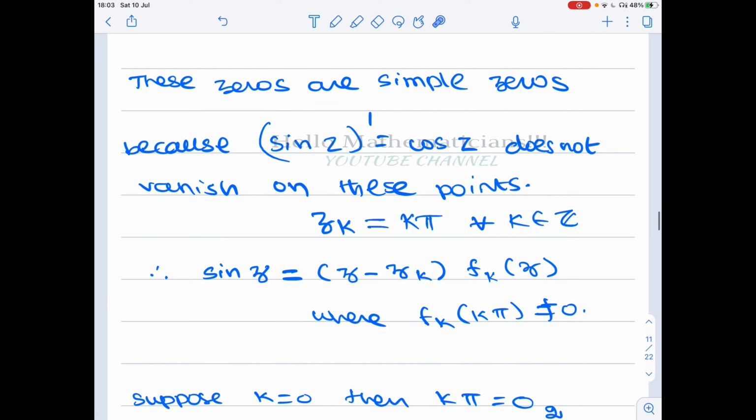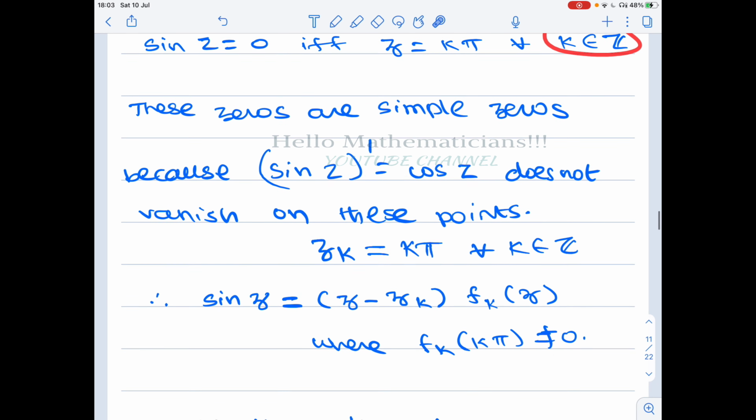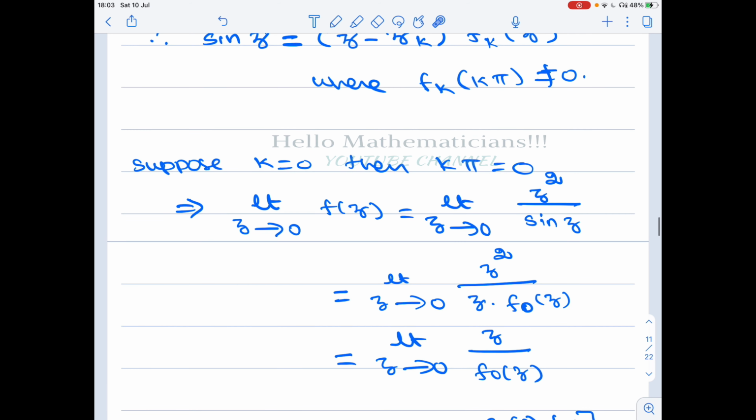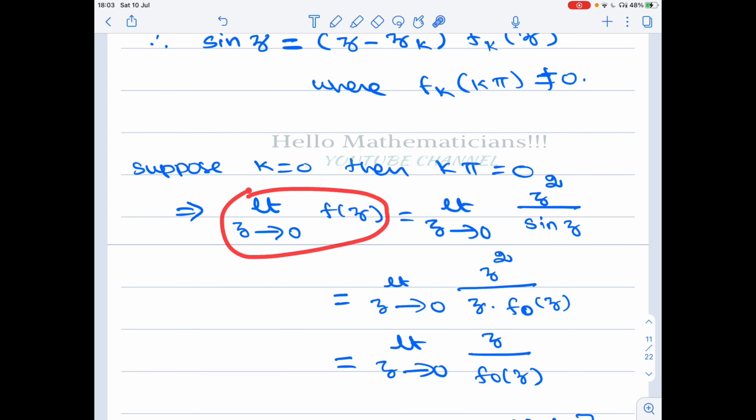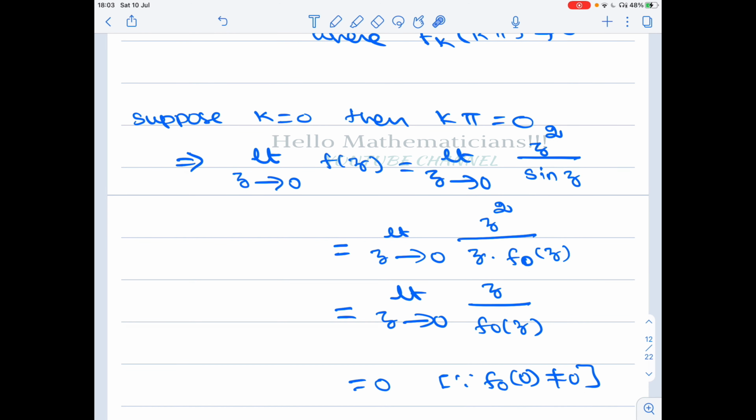Now we deal with k equal to 0 and k not equal to 0, both cases differently. Suppose k equal to 0, then k pi will be 0. Let's calculate this limit, z tends to 0 of f of z. If this is finite, then it is a removable singularity. Now we calculate this limit, z tends to 0, z square by sin z.